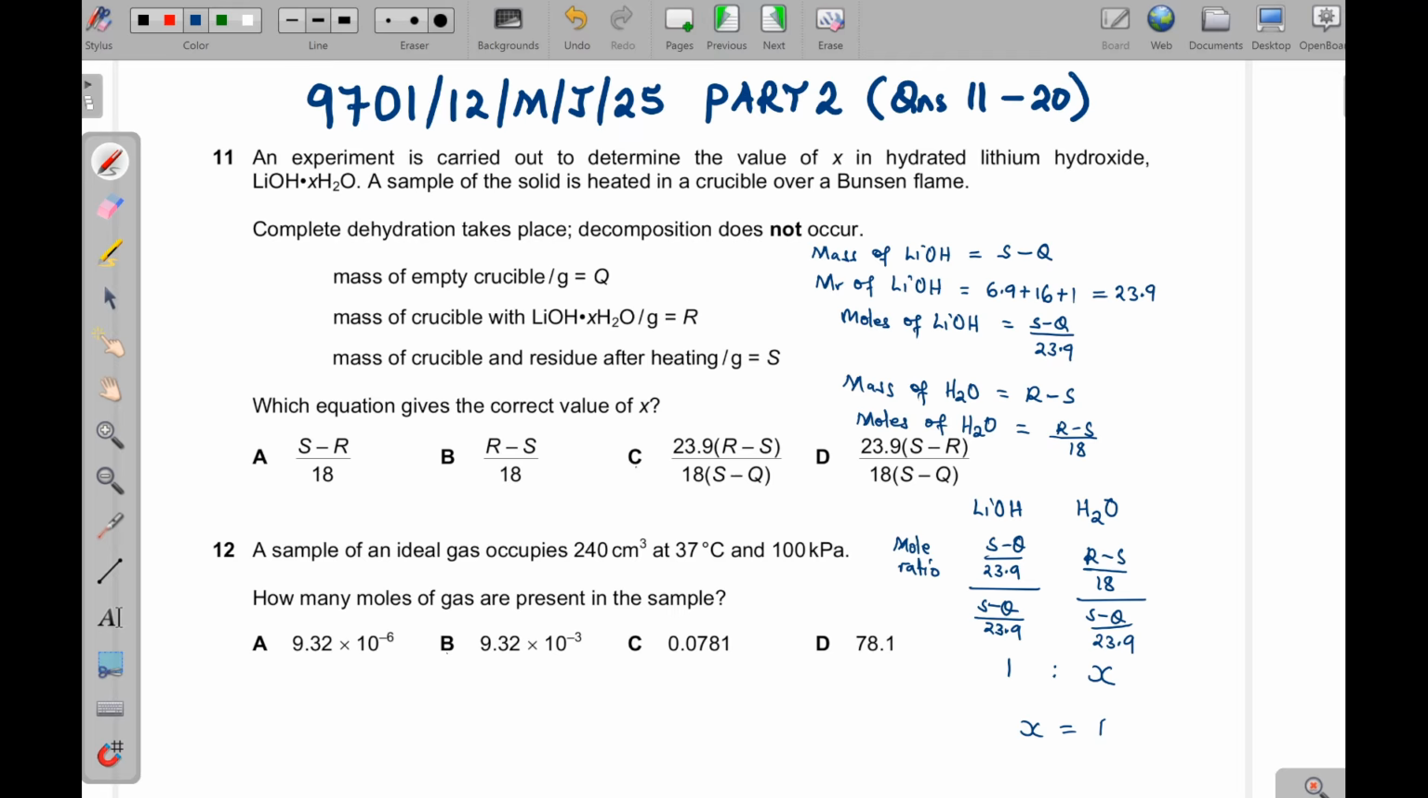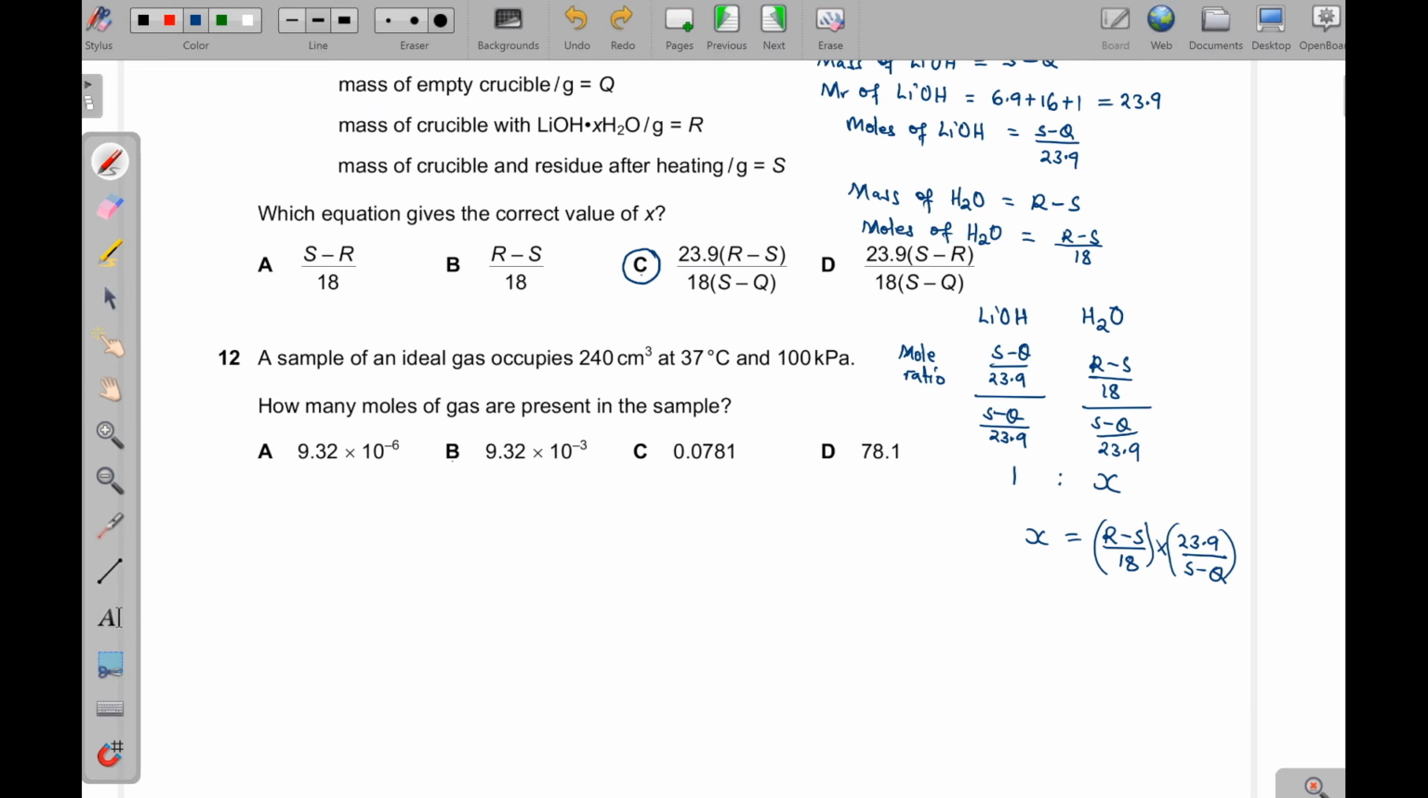R, then minus X, minus S out of 18, then times the reciprocal of this denominator using rules of fractions. So 23.9, then out of S minus Q. That is what we are going to get here. And if you check our options, we see it as what? As C. 23.9 multiplies with the R minus S, as you're seeing here, then 18 with the S minus Q. So that is that.